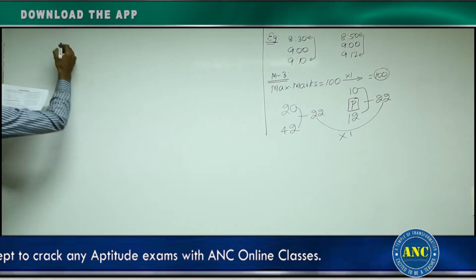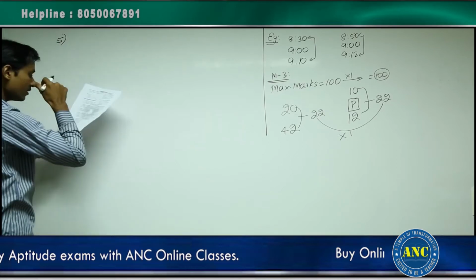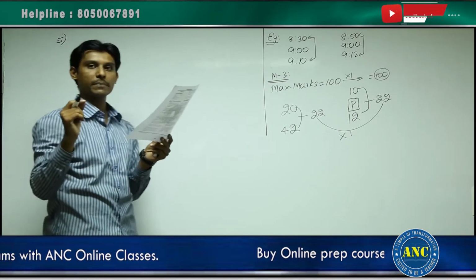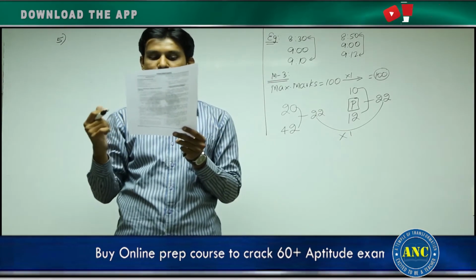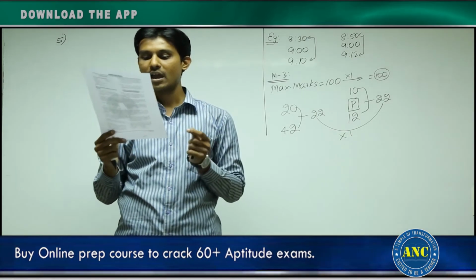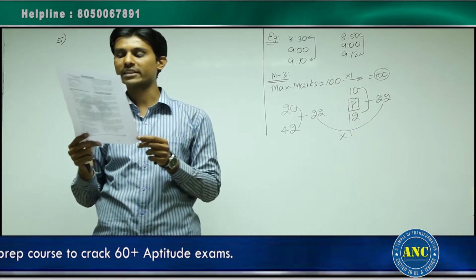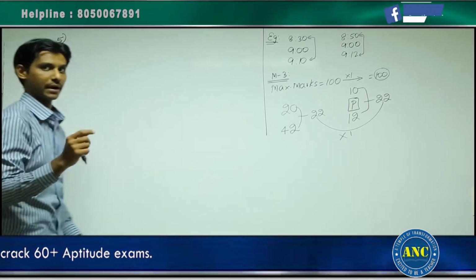Same approach. Fifth one. A student scores 25% marks and fails by 38 marks, while another student scores 40% marks and gets 7 marks more than the passing marks. Find the maximum marks.